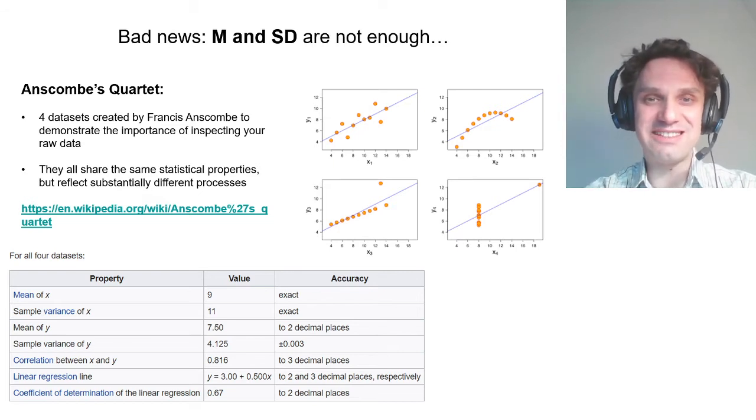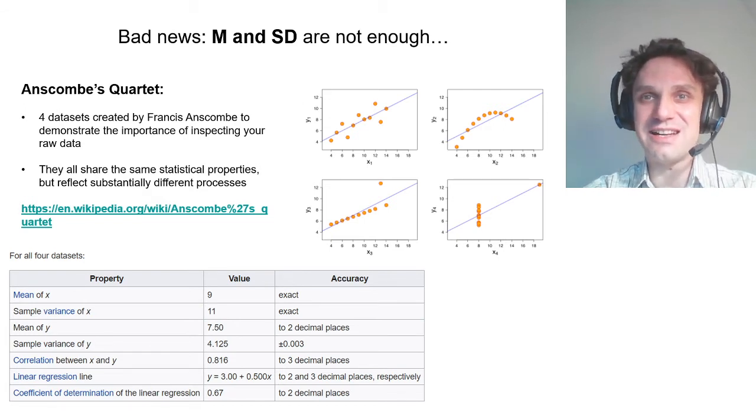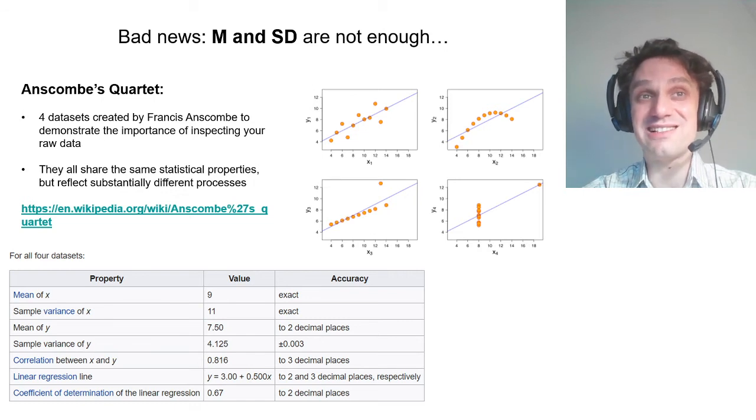Unfortunately, the bad news is that mean and standard deviation are not enough for us to describe a distribution well. As an illustration, there is this classical data set which was created by a mathematician called Francis Anscombe, and it's called Anscombe's quartet. These are 4 different data sets. Each of them has 10 observations, and these 4 data sets have exactly the same statistical properties.